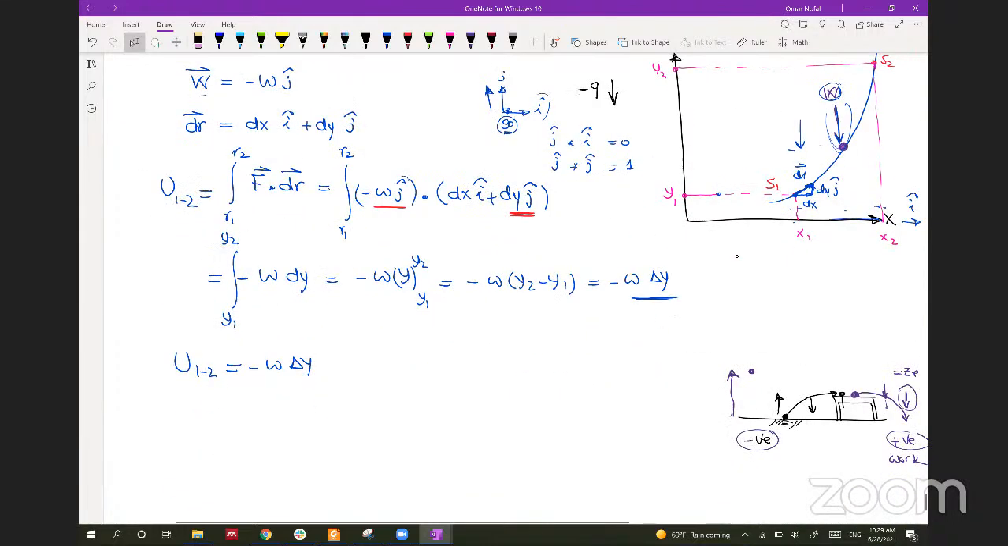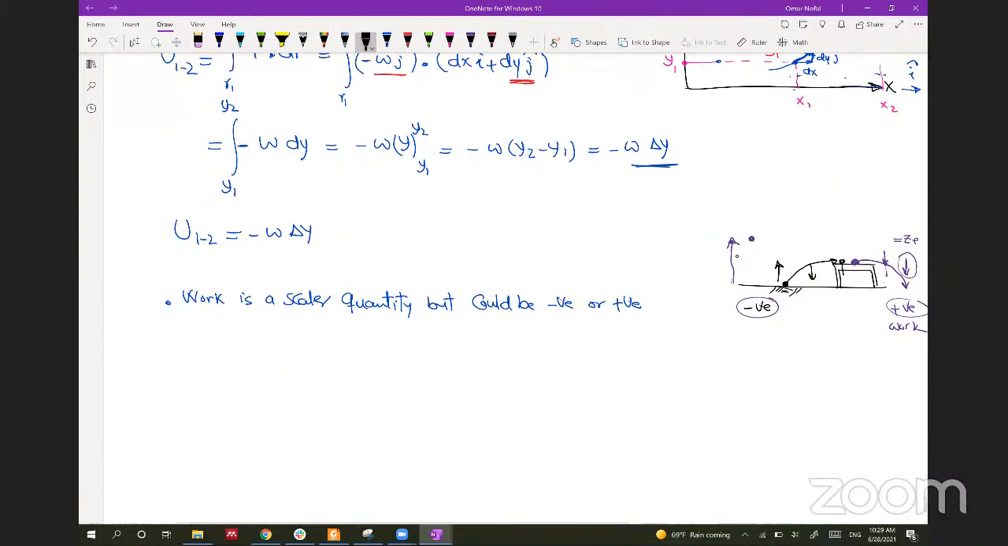Let's write it here. Work is a scalar quantity, but could be negative or positive. So let's move to the second type of work that we have here, which is the work done by a spring.